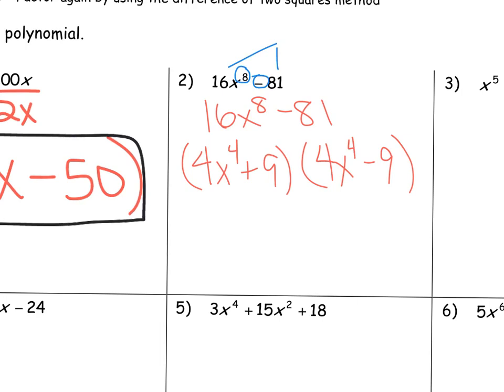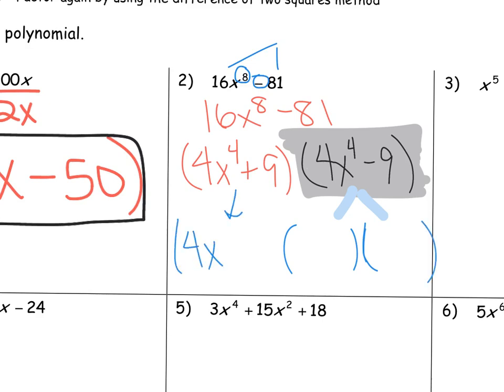Let's check out the second one. I've got 4x to the 4th minus 9. Is that DOTS? Yeah, I can break this up. I can break this up into what? What do you think? Think about what DOTS means. I'm going to bring this down. This just follows down. Okay?